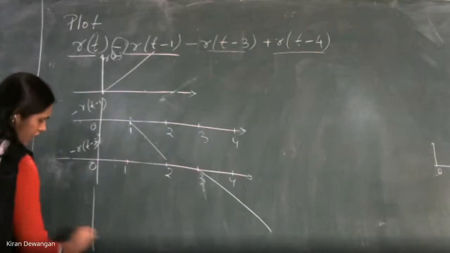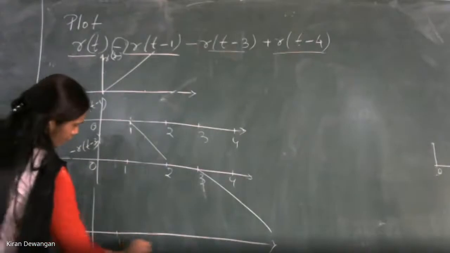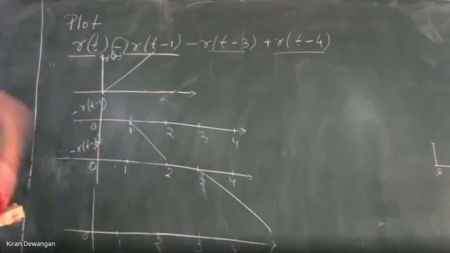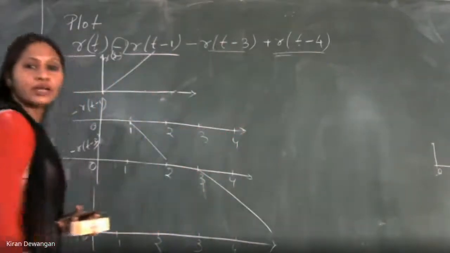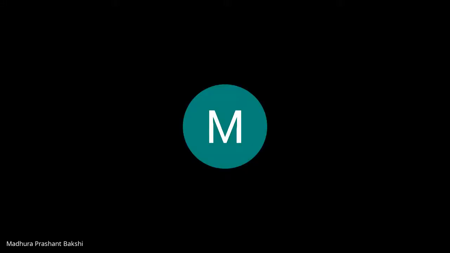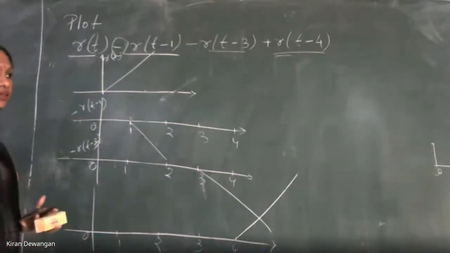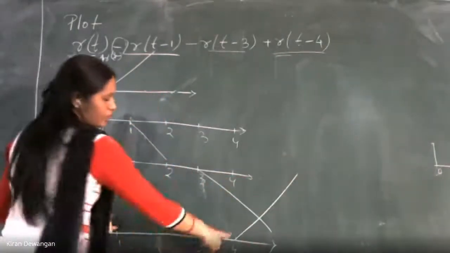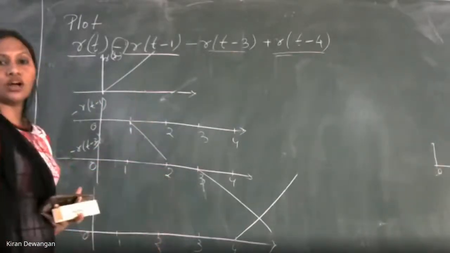Now let us plot the last one. 0, 1, 2, 3, 4. ठीक है? Now we have to plot r of t minus 4. R of t minus 4 will start from 4. Since it is positive, so it will go in this direction. ठीक है? So it will be a positive value. It will rise from here itself. Clear now, everyone? Now we have to add all the signals.